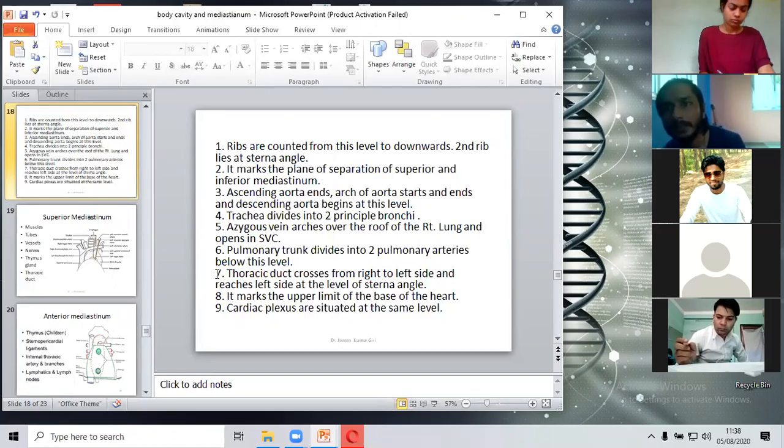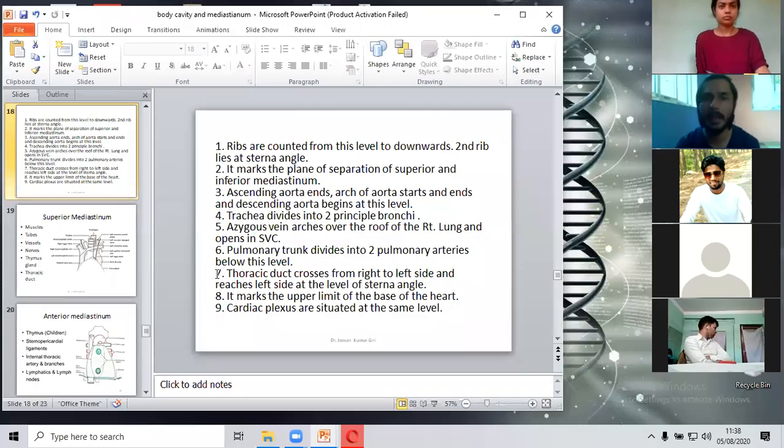Why base? Why is that called the base of the heart? Because all the vessels coming to the heart and leaving from the heart are attached on that side only. That is the base of the heart. In the heart topic, I will deal with this. Just remember here only that it lies at the upper limit of the heart.